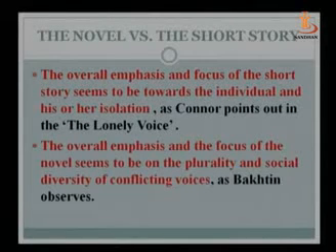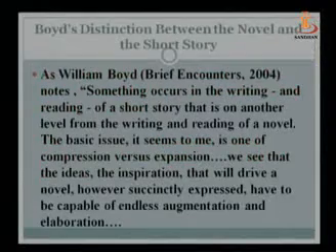And the overall emphasis and focus of the short story seems to be towards the individual and his or her isolation, as O'Connor points out in The Lonely Voice. And the overall emphasis and focus of the novel seems to be on the plurality and social diversity of conflicting voices. What you say is the multidimensionality of society is where the energy of the novel comes from. So this is a very interesting and fruitful way of distinguishing these two.